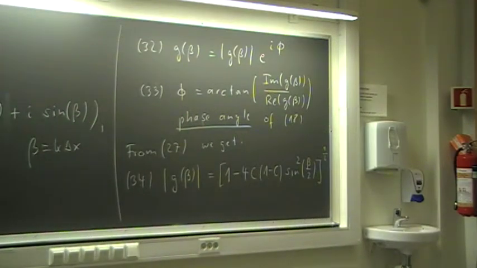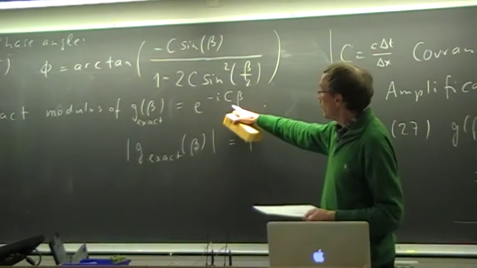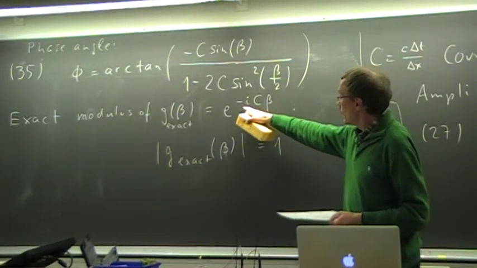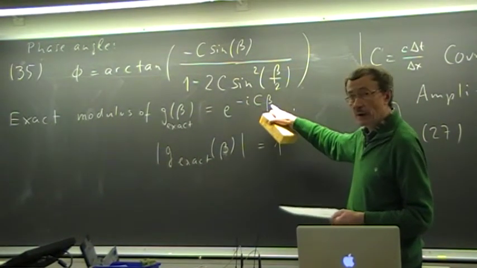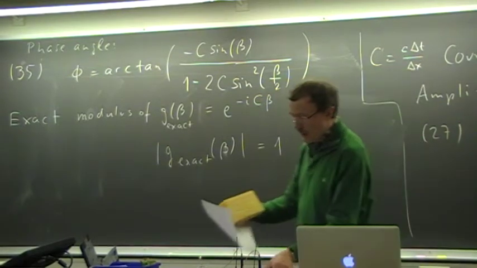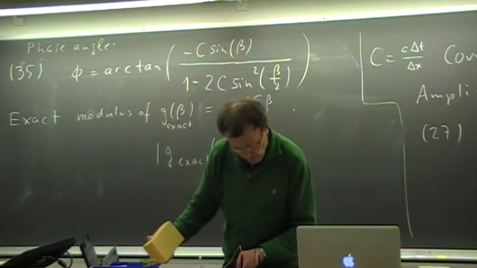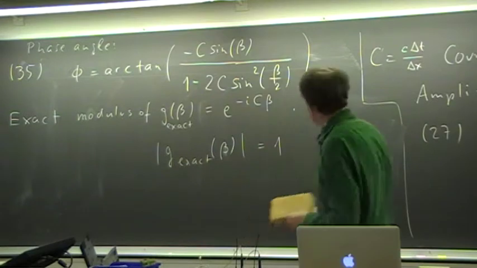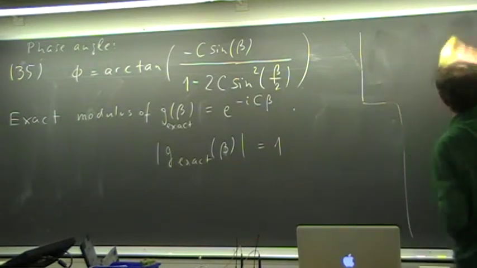Now, what about the phase angle? That is clear, we see it very quickly. The phase angle here is minus c beta, which we had already last time. That is the exact phase angle. Yes, we have already discussed that.